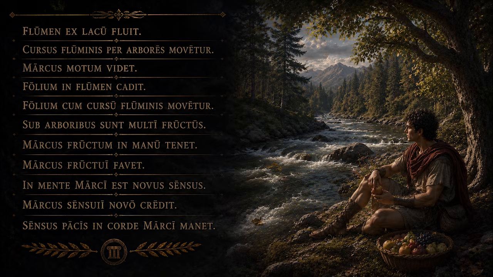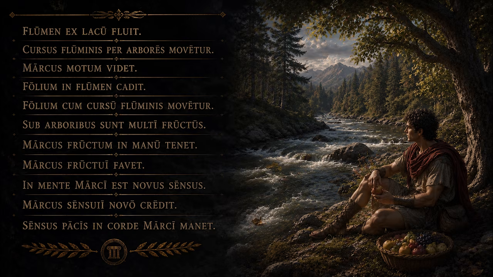Flumen ex lacu fluit. Cursus fluminis per arbores movetur. Marcus motum videt. Folium in flumen cadit. Folium cum cursu fluminis movetur.